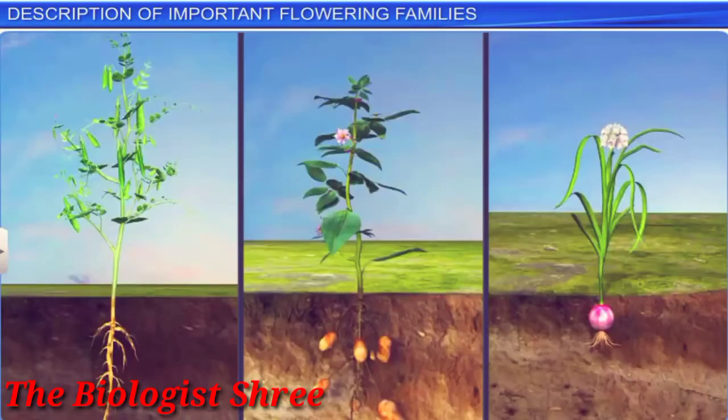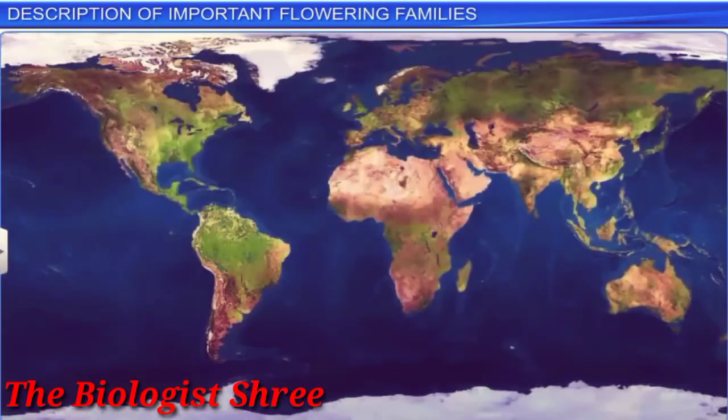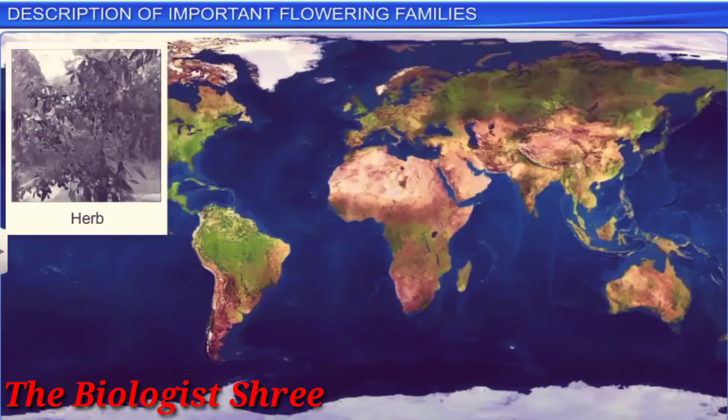Flowering plants or angiosperms are the most diverse group of plants on Earth. These plants are categorized into different families based on their morphological characters. Let's describe a few important flowering families. First is the Solanaceae family, commonly known as the potato family. Plants belonging to this family are found in the tropics, subtropics, and temperate zones. These plants are usually herbs, shrubs, and small trees.